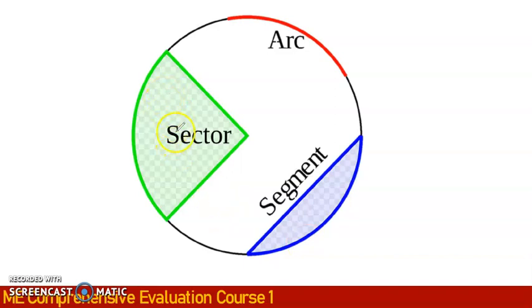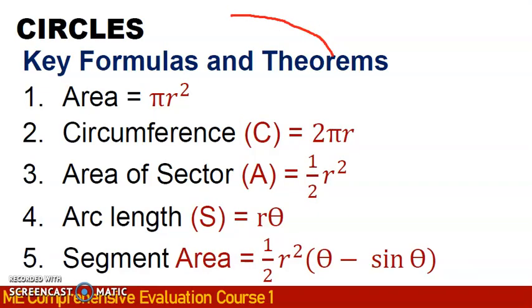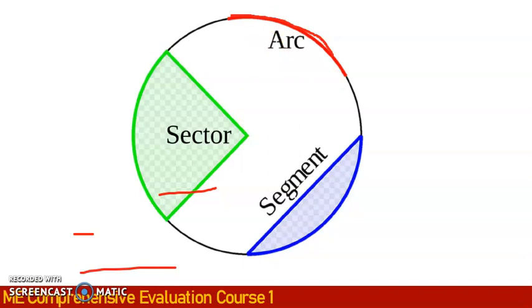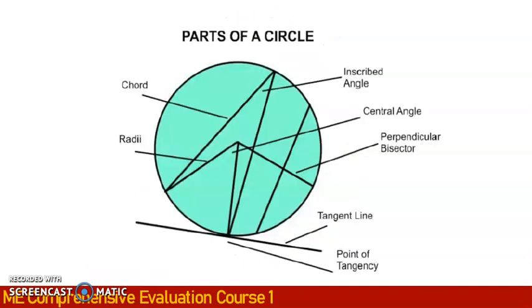So this is your sector. The sector includes the central angle subtending that particular arc. Then you have a segment. This one is your segment, and then the arc is the length. So this is your arc. You can see the formula for the sector, the arc, and then the segment. This is how you get the formula for these parts. And then the parts of a circle, you can also read on the different parts of a circle.